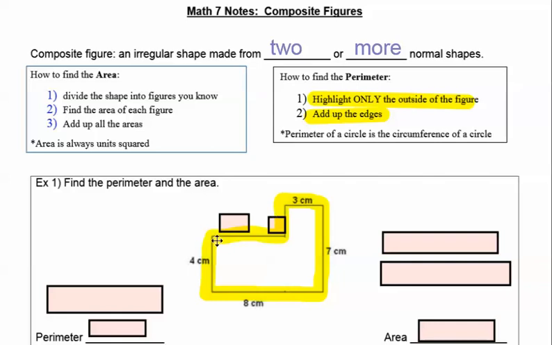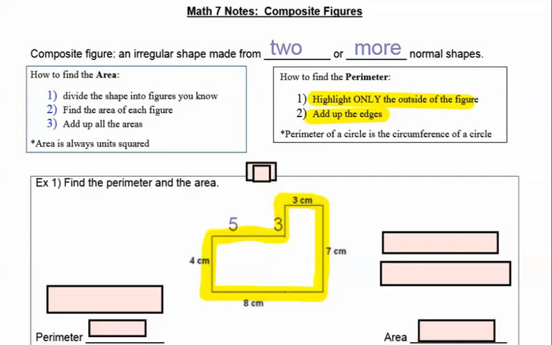So we can find this side right here because we know that from this side all the way to the end is 8 centimeters. Well, up here, up to there is 3. So the rest of the way has to be 8 minus the 3. So we would get 5. Okay? And then we can find this missing guy by looking up and down. So the whole way up is 7. And now up to here is 4. So the rest of this has to be 3.